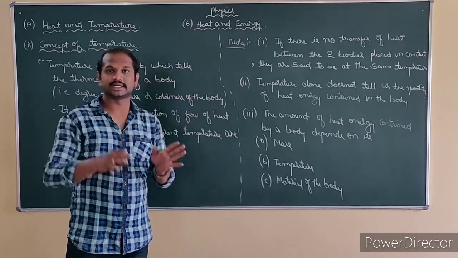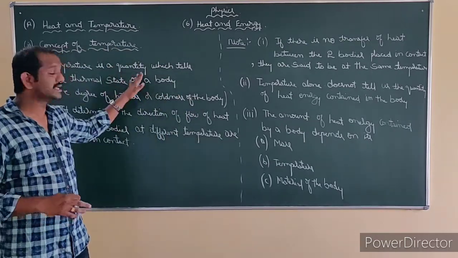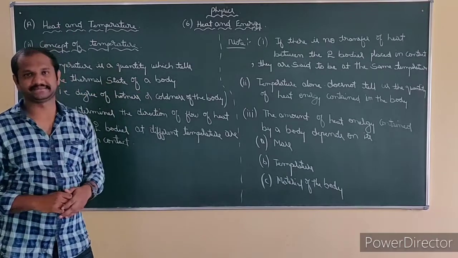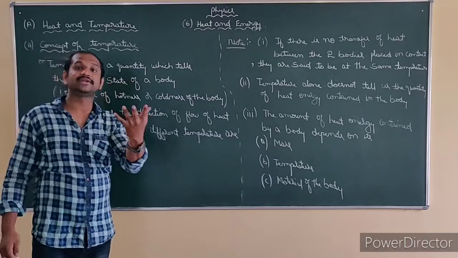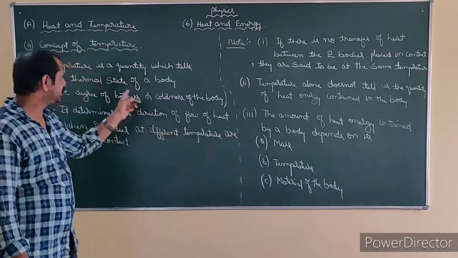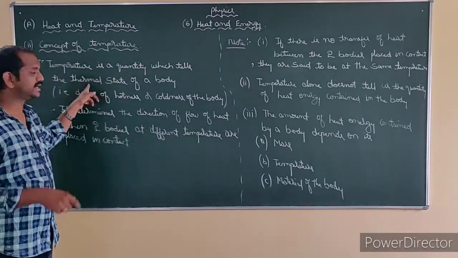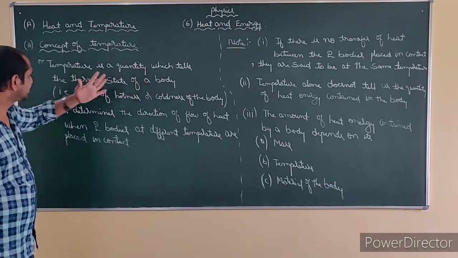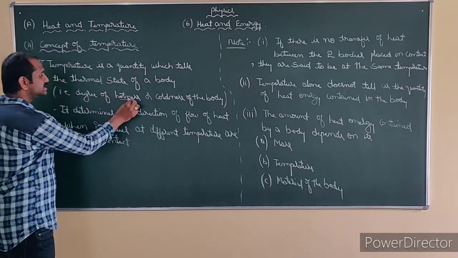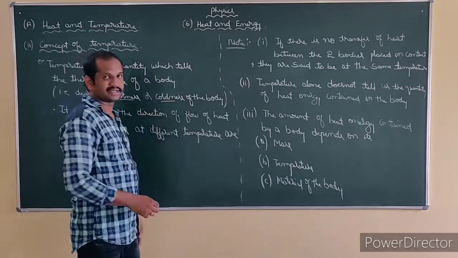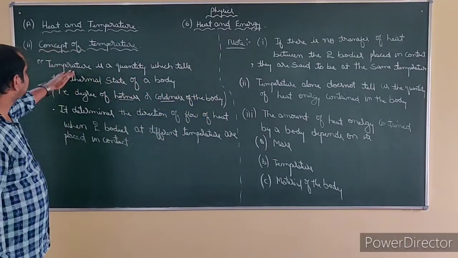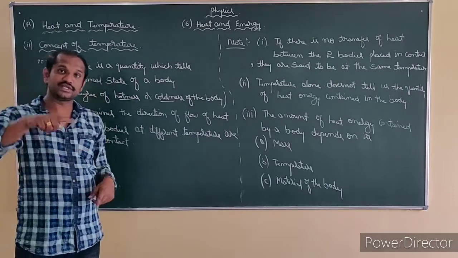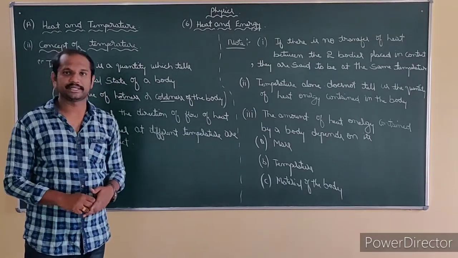Heat is a form of energy. Temperature is a quantity which measures the thermal state. Thermal state is the standard science term for the heat condition of a body, whether it has a degree of hotness or coldness. Whether the body we have taken is hot or cold is known by temperature, and the device we use to measure temperature is the thermometer.